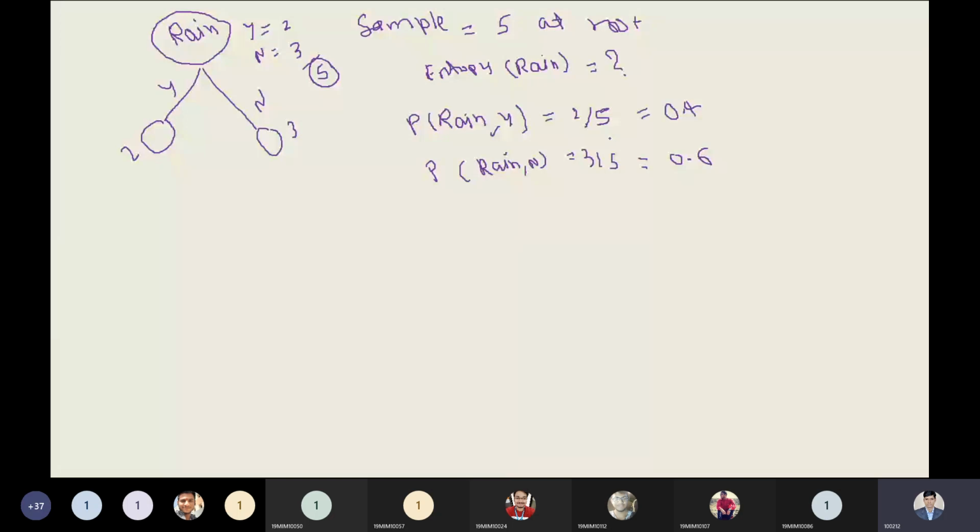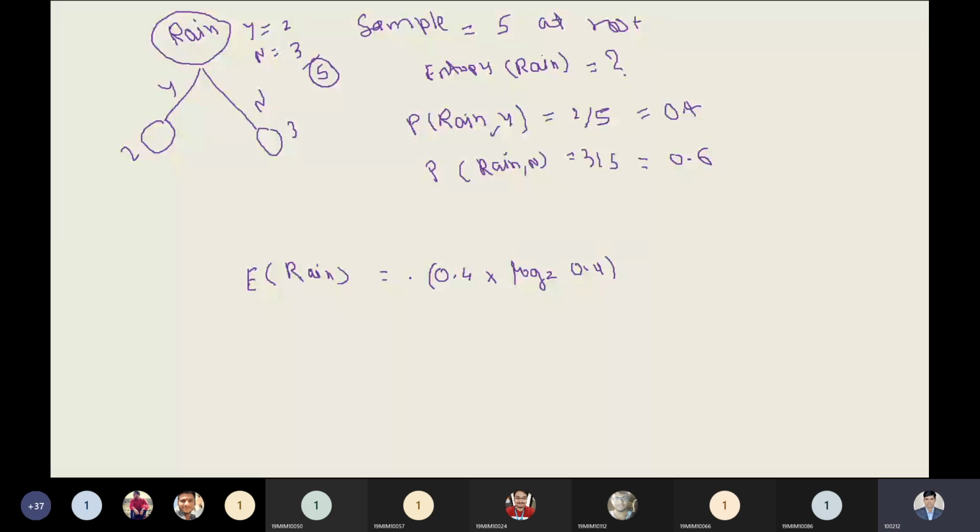Tell me, is it clear? Yes, sir. Okay, good. So if I'm calculating the entropy of the rain, where I'm discussing the first node, that is the rain, then that could be identified by the probability. What is the probability? 0.4, multiplied by log 2 of 0.4, and that value will be negated.